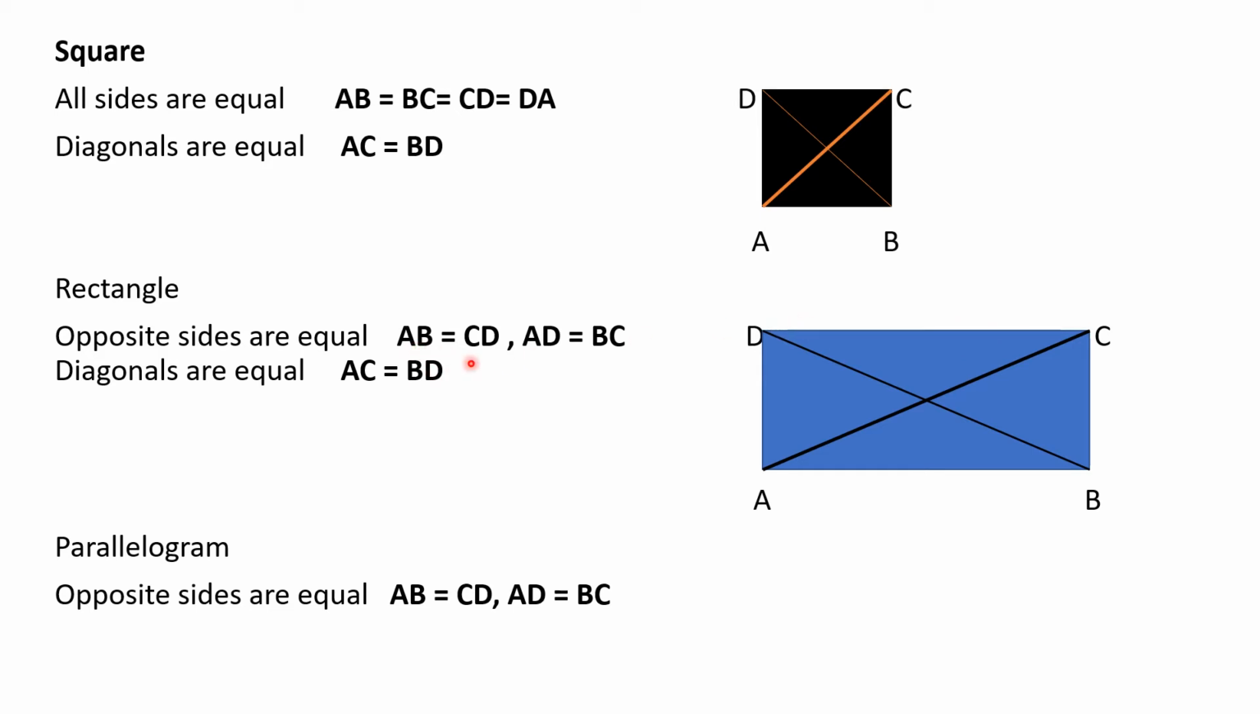So here, for a rectangle, you have to prove AB equal to CD and AD equal to BC. Then you have to prove that the diagonals are equal, AC equal to BD. Then for a parallelogram, if you prove the first condition of the rectangle, that is, opposite sides are equal, AB equal to CD, AD equal to BC, then it is a parallelogram.